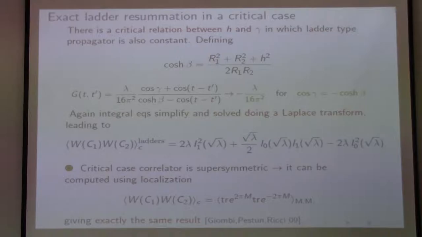So the two Wilson loops individually are supersymmetric, but in general they do not share any supersymmetry. But for this very precise relation between H and gamma, they share some supersymmetry, the supersymmetry used to localize, and then you can compute it using localization. In this case, the connected correlator is computed through this expectation value of two traces. The sign is because they have opposite orientation, and then you get exactly the same answer.